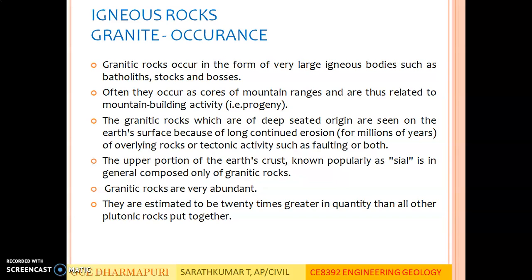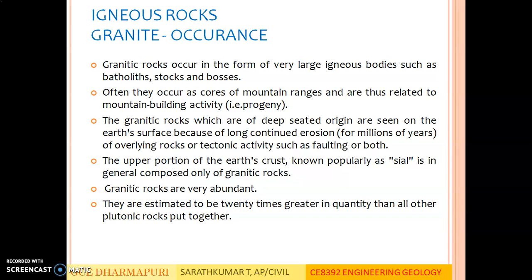Occurrence of igneous rock granite. Granitic rocks occur in the form of very large igneous bodies such as batholiths, stocks and bosses. Often they occur as cores of mountain ranges and are thus related to mountain building activity. These granitic rocks, which are of deep-seated origin, are seen on the Earth's surface because of long continued erosion of overlying rocks or tectonic activity such as faulting or both.